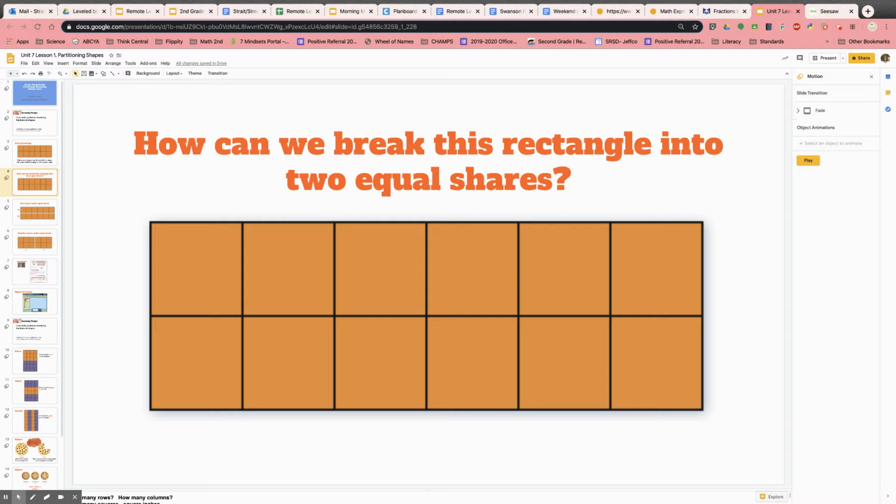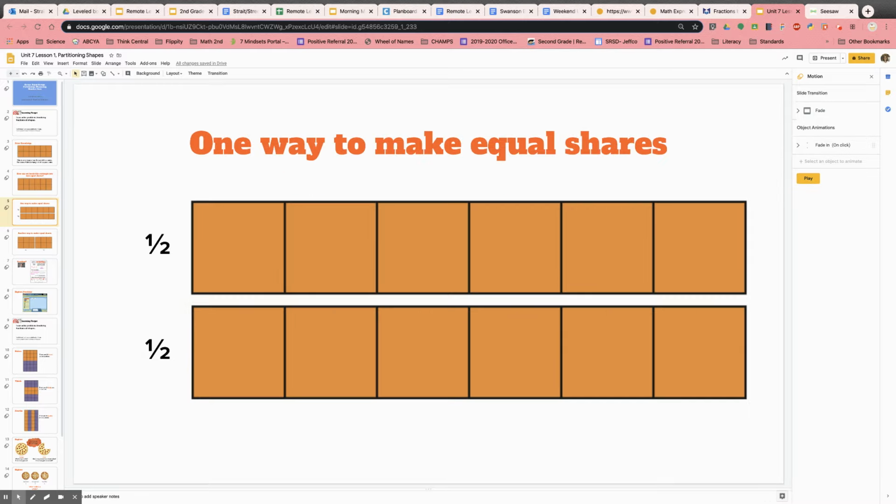How could we break this rectangle into 2 equal shares? Well, we could divide it right down the middle. So we have the top row of 6 tiles and the bottom row. And what we have done is broken this rectangle into halves. We have half, 1/2 at the top and 1/2 at the bottom.